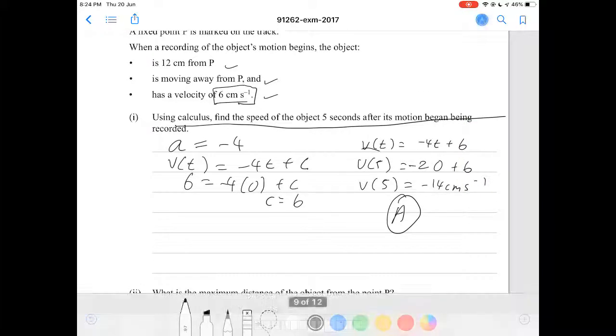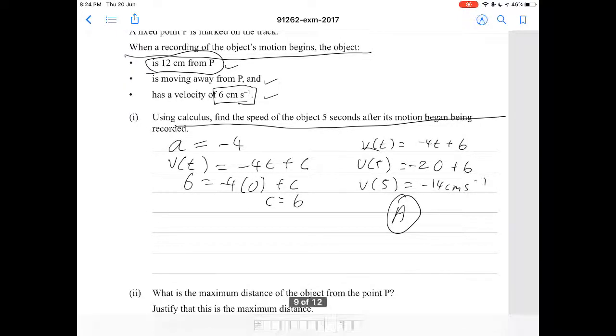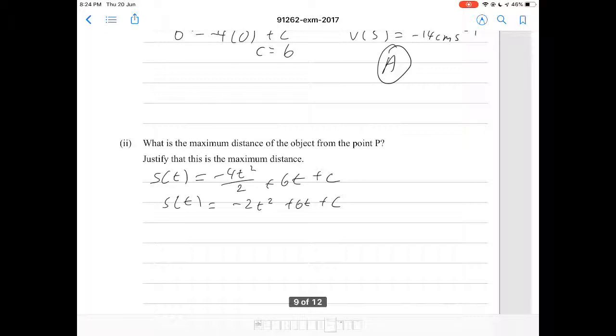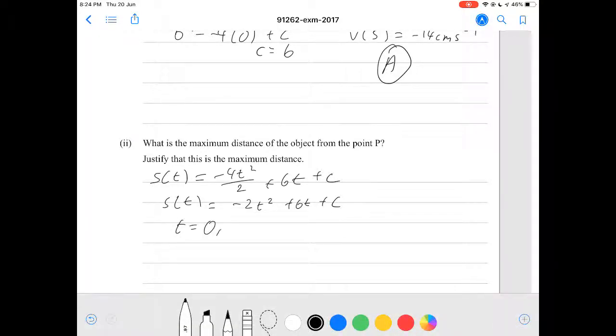You know that when recording the object's motion, the object was 12 centimeters away from P. So when we started recording the time, when t equals 0, s equals 12. Therefore, our c must be equal to 12. So our s of t equals negative 2t squared plus 6t plus 12.